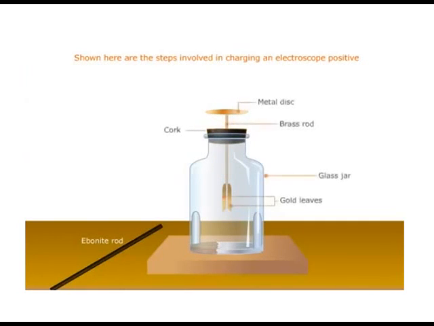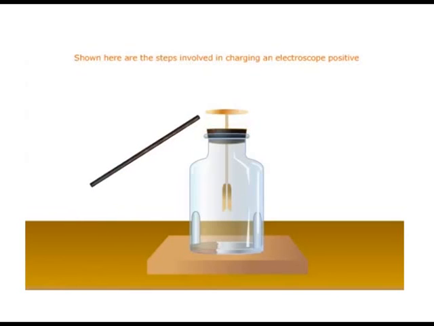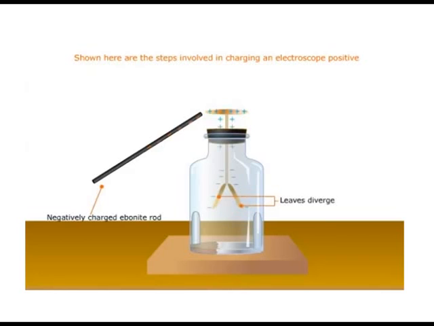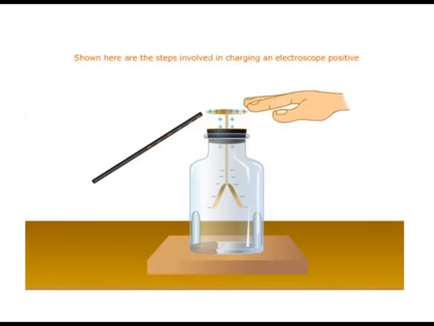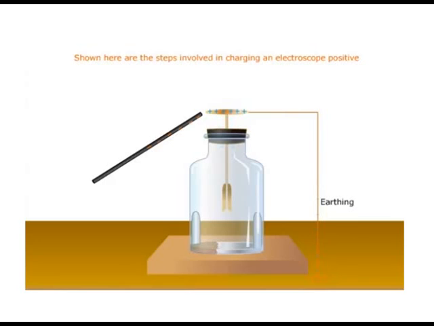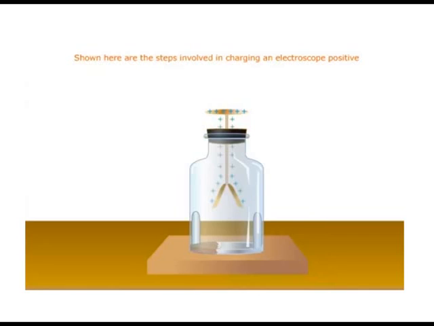In the same way, the electroscope can be charged positive by bringing a negatively charged rod near it. It repels the negative charges downwards, causing the leaves to diverge. Earthing causes the electrons to flow from the electroscope to the ground, leaving the positive charges. When the charged rod is removed, the positive charges redistribute, causing divergence of the leaves due to repulsion of the positive charges.